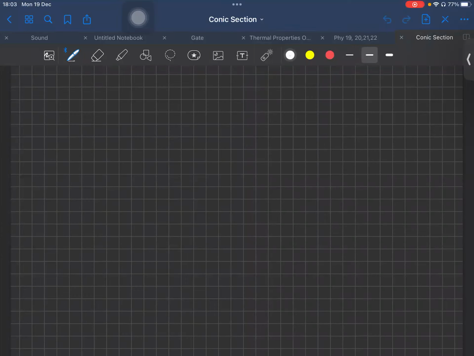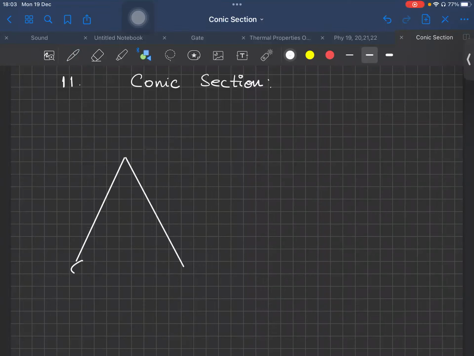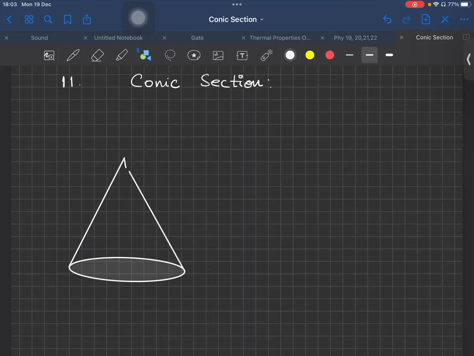So first, let me write down. This is the 11th chapter of your book, right? Conic section. Simply just understand, you know how to draw a cone, right? So let's draw a cone, and another one over it. You can draw a cone like this, right? Okay, so this is a cone, fine, isn't it?